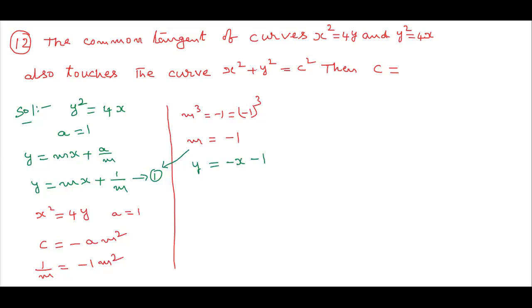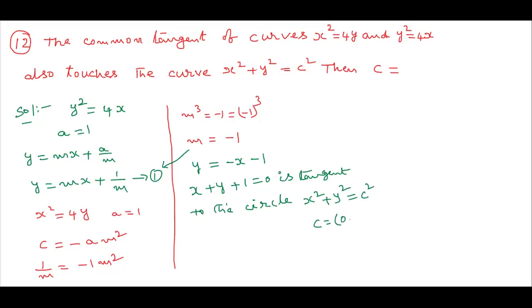So finally see this, x plus y plus 1 is equal to 0 is a tangent to the circle. What is the circle equation? x square plus y square is equal to c square. What is the center of the circle here? 0, 0. And the radius is c.